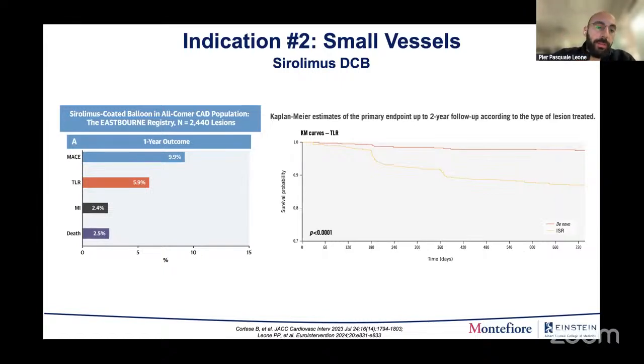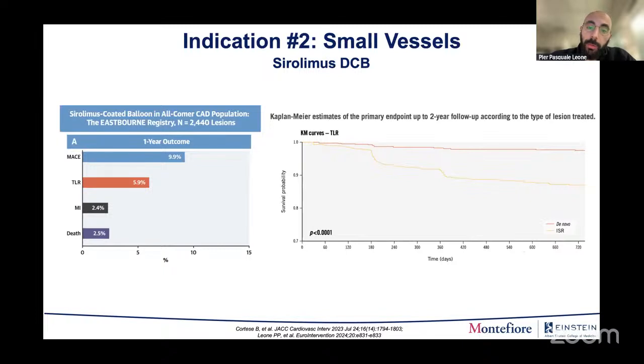Then there are results from single-arm studies, which have been studying not paclitaxel-coated balloons, like in the Andromeda study, but rather sirolimus-coated balloons. This is the EAST registry, which included more than 2,000 patients with 2,440 lesions, and data have been published up to 2-year follow-up right now. It's very, very promising in terms of safety and efficacy.